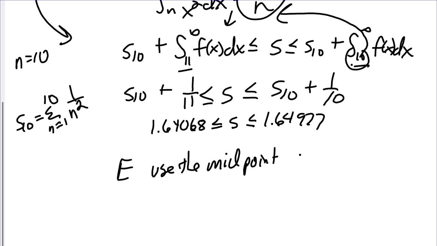Finally, to get the estimate, we're going to use the midpoint of those two values. So we'll add and divide by 2. Therefore, the value for the sum from n equals 1 to infinity of 1 over n squared is approximately 1.6452.